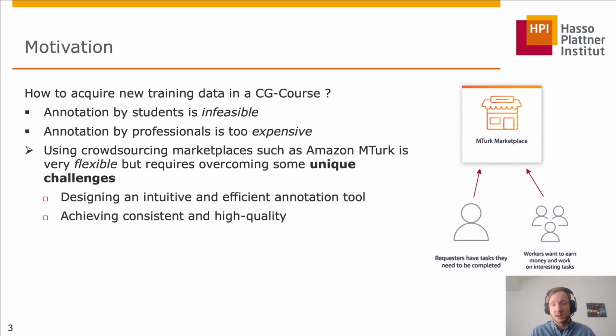To remedy this, crowdsourcing marketplaces such as Amazon Mechanical Turk can be used to create annotation tools at a price point even affordable in a classroom environment. In crowdsourcing, however, there are three main challenges to overcome. One is designing an intuitive and efficient annotation tool. Second is preventing incorrect results, and third is achieving consistent and high quality.